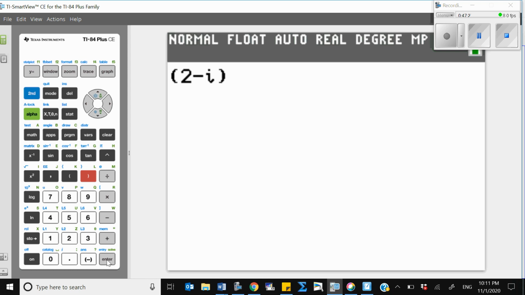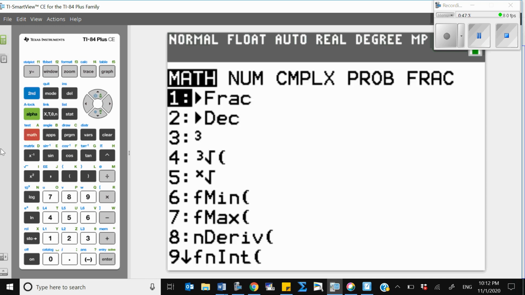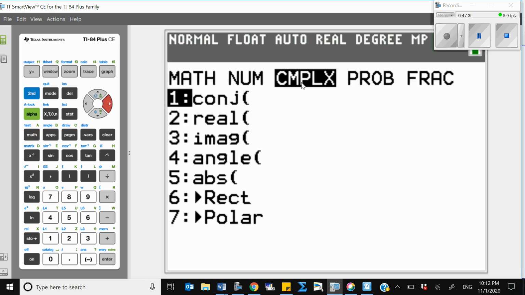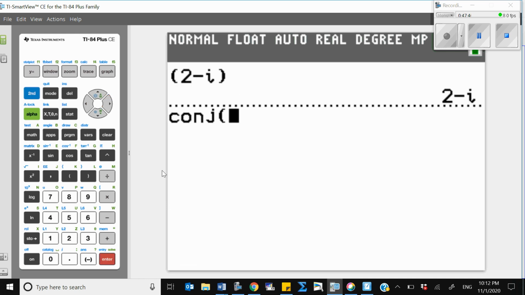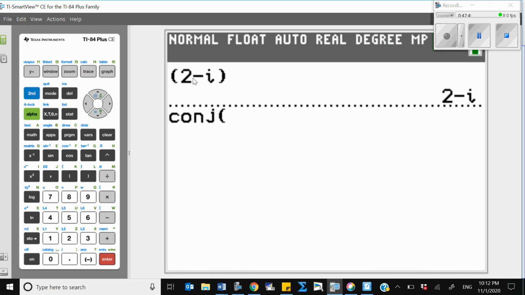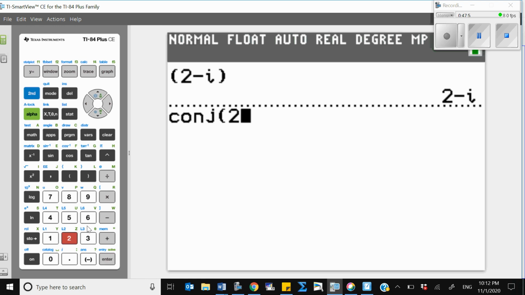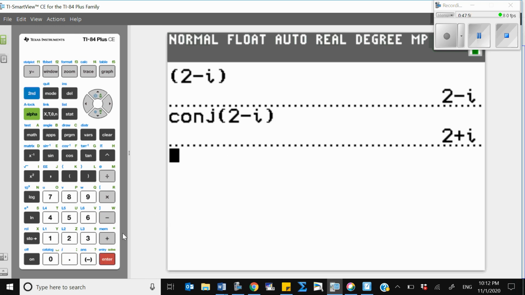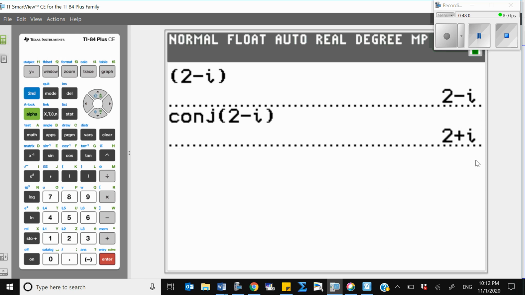And if you don't know how to find the conjugate of a complex number, this is what you need to do. You go to Math, and then to the right side over here that has Complex. Now number 1 gives you Conjugate. So I just enter. I want to know what is the conjugate of 2 minus i. So I'm going to write 2 minus second point. What is the conjugate of 2 minus i? It's 2 plus i. Okay.